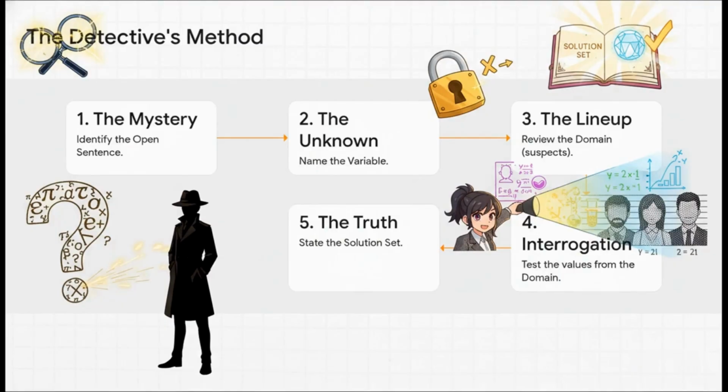So there you have it, the Math Detective's method. It's a clear 5-step process for cracking any of these cases. First, you identify the mystery. That's the open sentence. Then, you find the unknown, your variable. Third, review the suspects. That's your domain. Fourth, you interrogate them, test the values. And finally, you uncover the truth, the solution set.